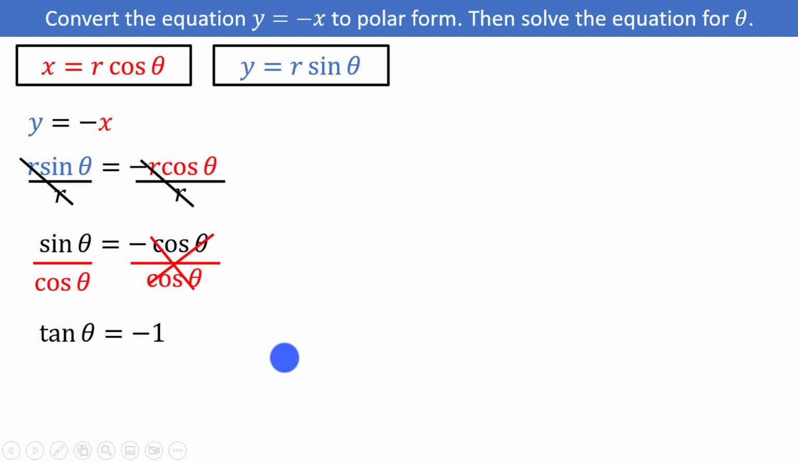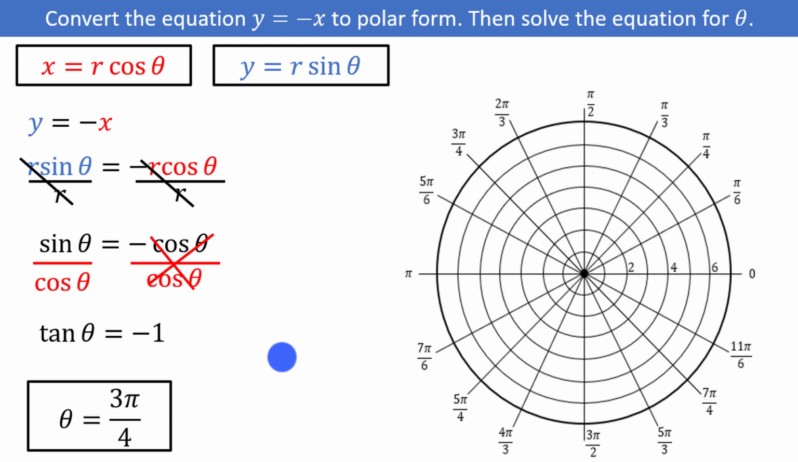You just have to find one. So in this case, I'm going to let theta equal 3 pi over 4. We can graph this on a polar coordinate system. Theta equals 3 pi over 4 does not specify r. We are not told what the radius is. We are just told the angle.